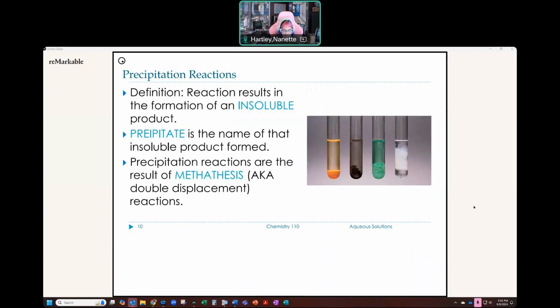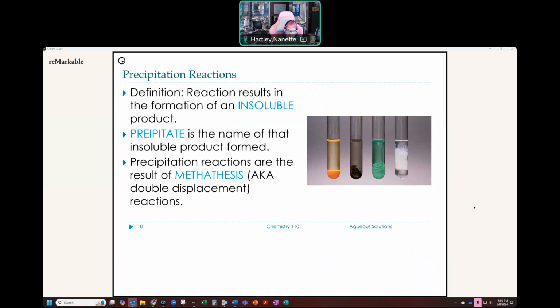So precipitation reactions are one of the most fundamental reactions that we talk about. So when we talked about reactions initially, I said a lot of them are replacement reactions, do-si-do reactions, where we trade partners. Another term for that is a metathesis reaction, aka double displacement. So we've traded partners.